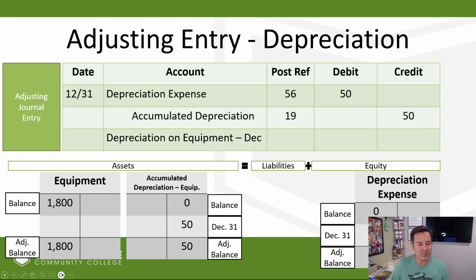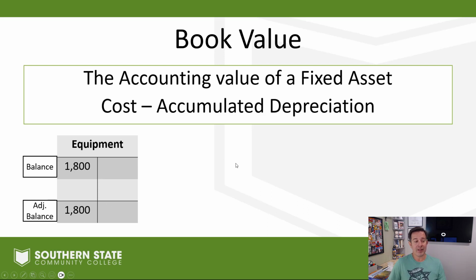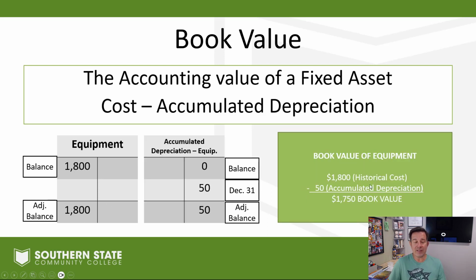We can go back and look and say, okay, we have $1,800 in equipment. We don't want to just plug depreciation directly into that equipment account and bring it down, because then we'd lose track of what the historical cost was. So we have that separate account to keep track of what we've depreciated. If I net those two accounts together, it would give me $1,750. Right on. That's called book value, the accounting value of a fixed asset. What we paid, the cost, minus what we've depreciated, the total depreciation. $1,800 in equipment. I subtract out 50. That gives me a book value of $1,750.